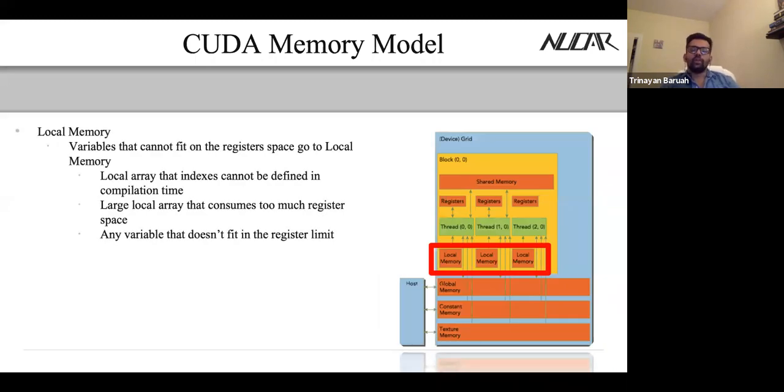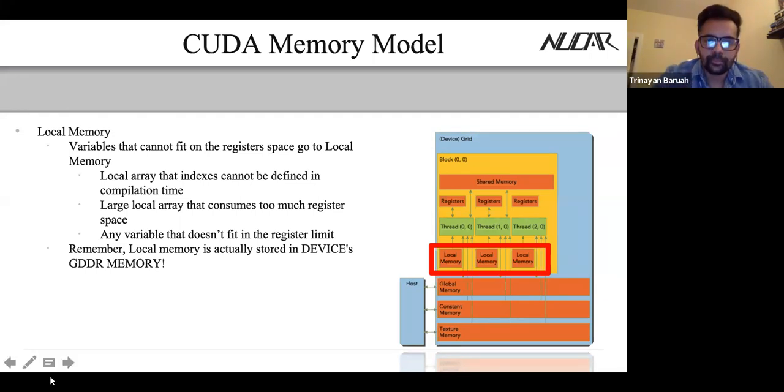So this is where the concept of local memory starts, right? Variables that cannot fit on the registers would go to local memory, and that would be basically arrays that cannot be defined at compilation time, or large local arrays, as well as any variable that doesn't fit in the 255 register limit. So the key concept to remember here is that you don't want register spills to happen, because it will be stored in device GDDR memory, which takes hundreds of cycles to access.